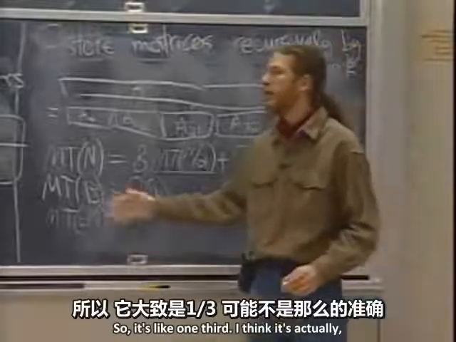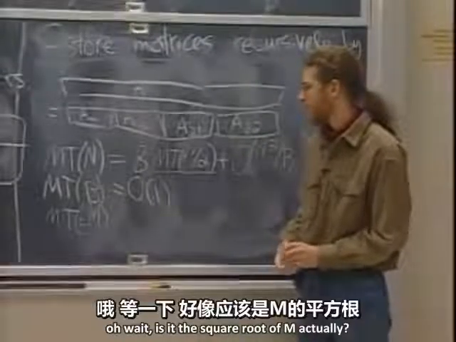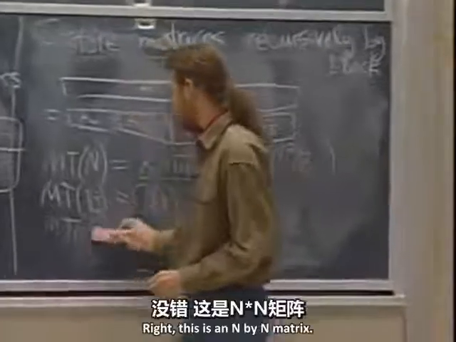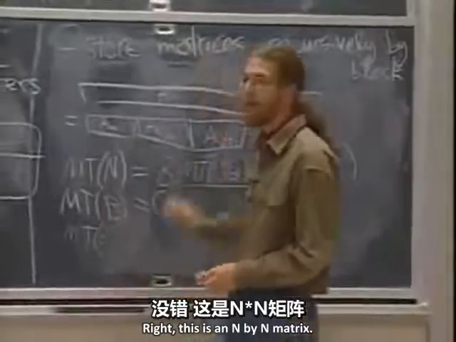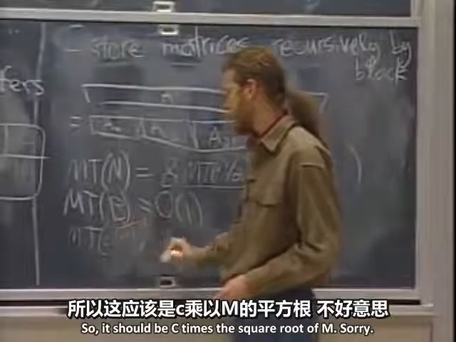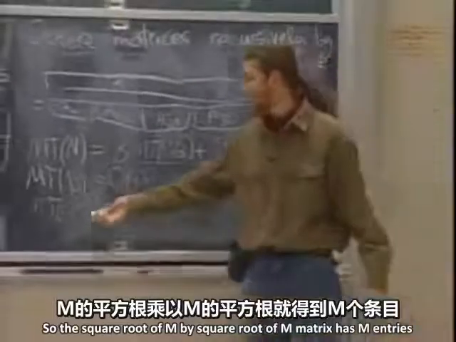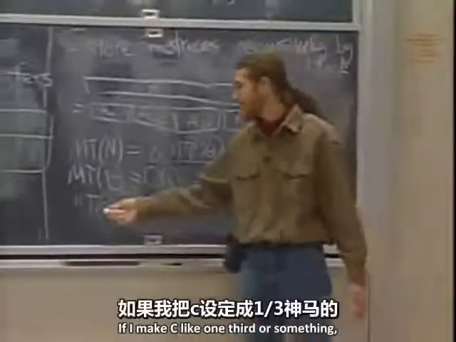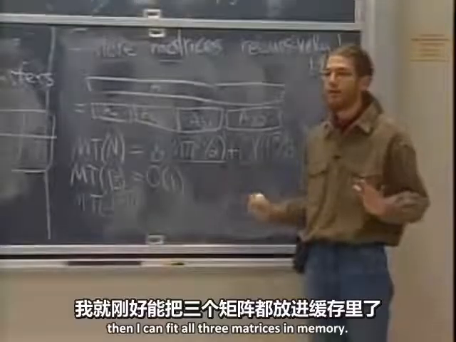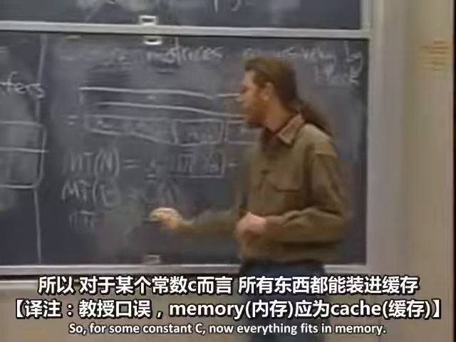So it's like 1/3. I think it's actually, oh wait, is it square root of m, actually? Right, this is an n by n matrix. So it should be c times square root of m. Sorry. So a square root of m by square root of m matrix has m entries. If I make c like 1/3 or something, then I can fit all 3 matrices in memory. Actually, 1 over square root of 3 would do, but who cares? So for some constant c, now everything fits in memory.